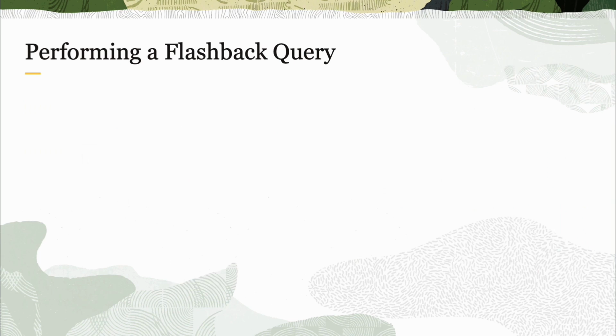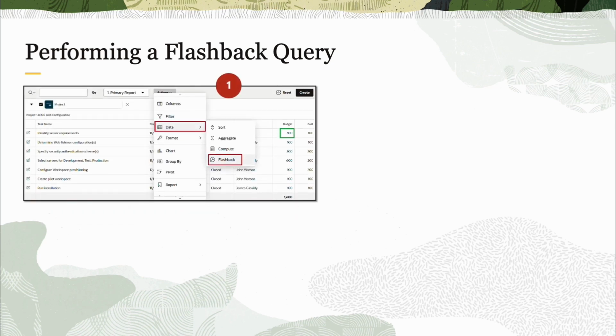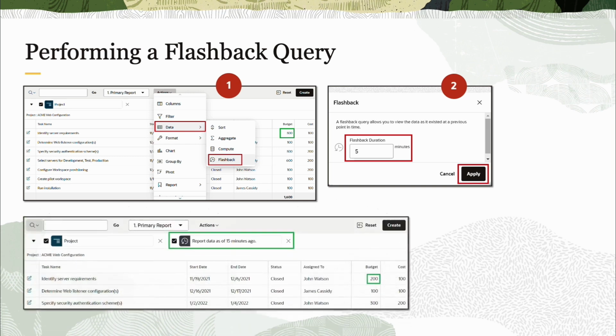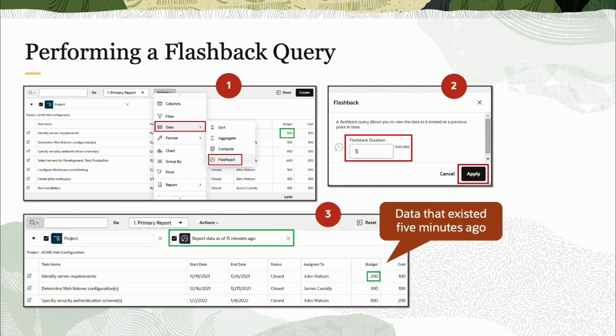End users can also perform a flashback query on the interactive report by selecting Flashback from the Actions menu. In the Actions menu under Data submenu, there is an option called Flashback. When you click on that, the Flashback dialog opens up. Here, you can mention the flashback duration in minutes and then click Apply. As soon as you click Apply, the interactive report will be refreshed showing the data that existed, for example, 5 minutes ago.